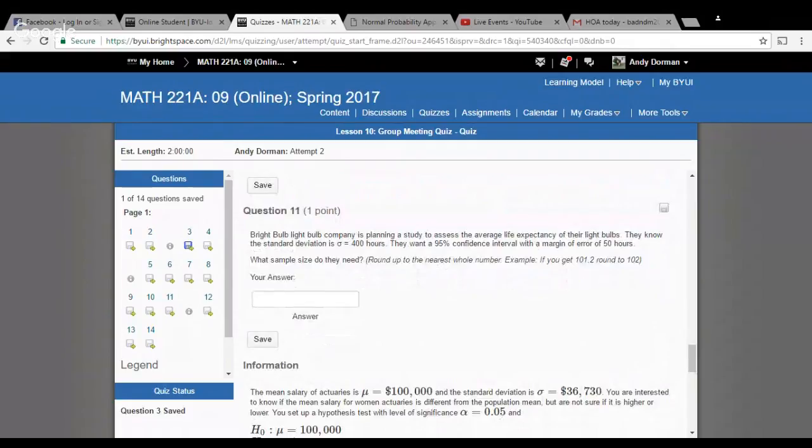Okay, question number 11. Brightbulb Light Bulb Company is planning a study to assess the average life expectancy of their light bulbs. They know its sigma is equal to 400 hours. They want a 95% confidence interval with a margin of error of 50 hours. What sample size do they need? What did you get there?